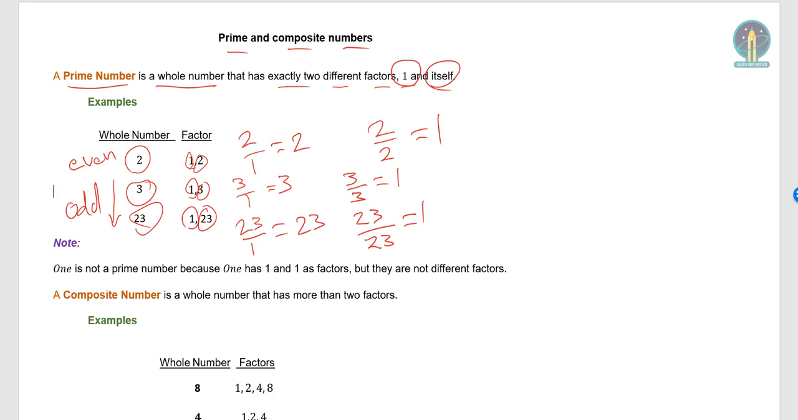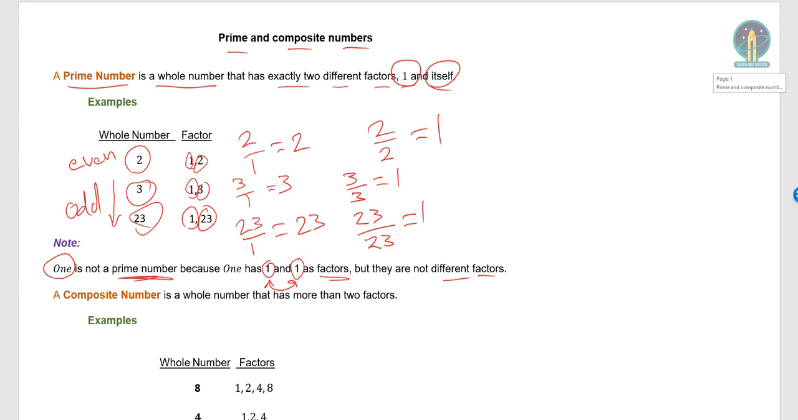So then here, this is an important note to keep in mind. The number 1 is not considered a prime number because it has 1 and itself, which is 1, as factors. But these are not different factors. They are really the same thing. So technically speaking, 1 is not considered a prime number because it only has one factor, which is itself, 1.